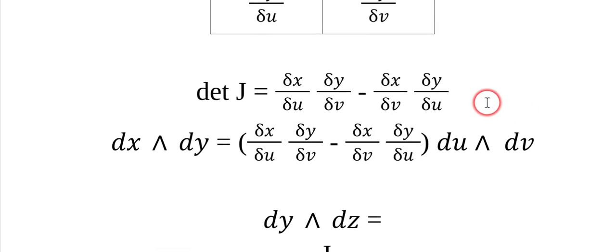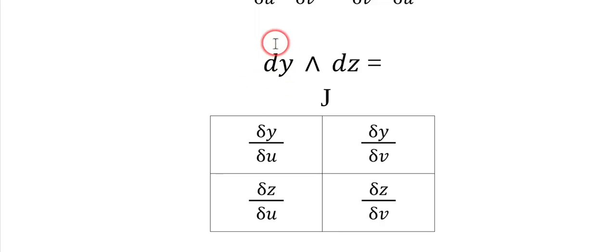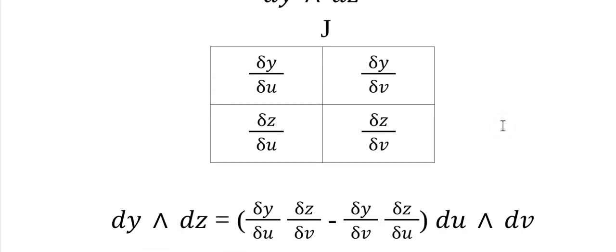So now let's do dy wedge dz, but let's use the Jacobian, all right? So you look at what's first here, dy. So you go y, y, u, v. What's next? dz. You go z, z, u, v. Take the determinant, this times that minus this times that, and you get the right answer, du wedge dv. Got one more.